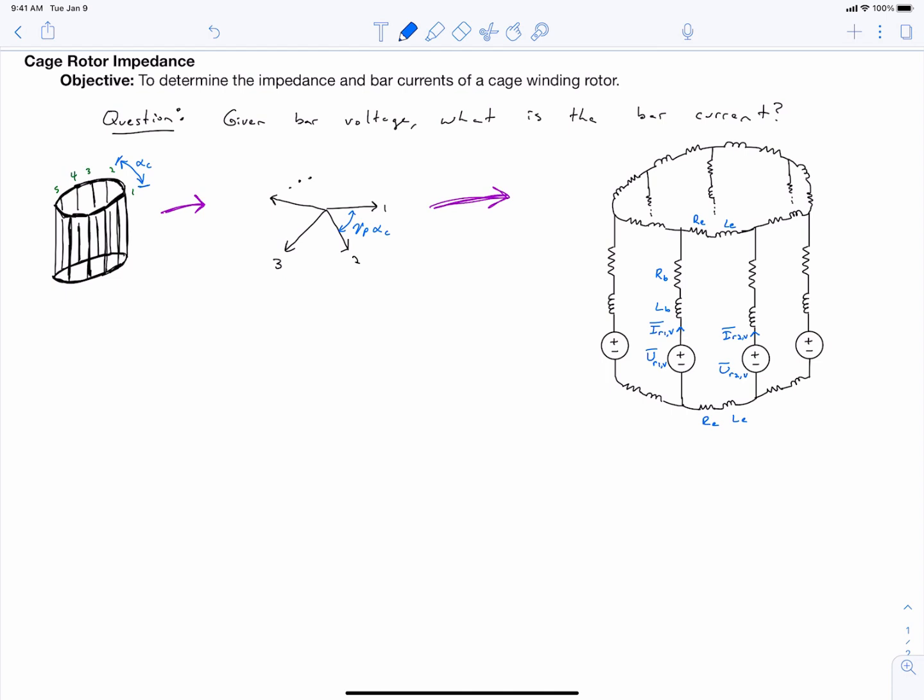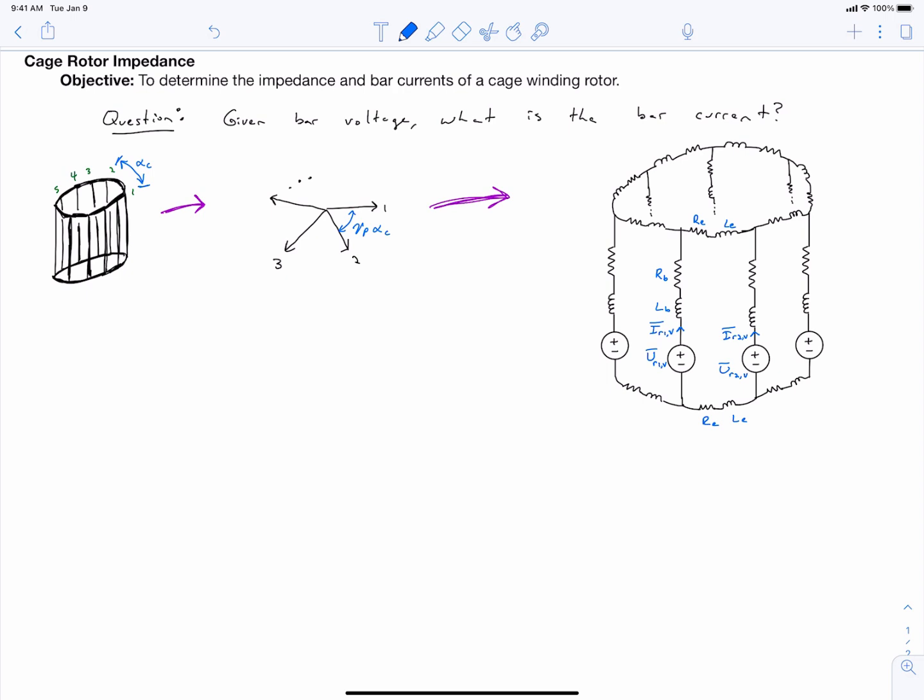The objective of this video is to determine the impedance and bar currents of a cage winding rotor. In a previous video, we've learned how to calculate the slot voltage, or the bar voltage, of a cage rotor given the total air gap field and given the rotor speed and the speed of the air gap field. So we know how to calculate the voltage that is acting upon a rotor bar.